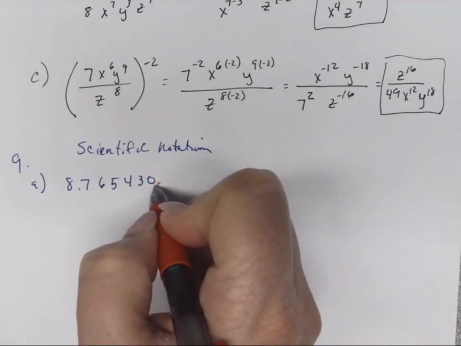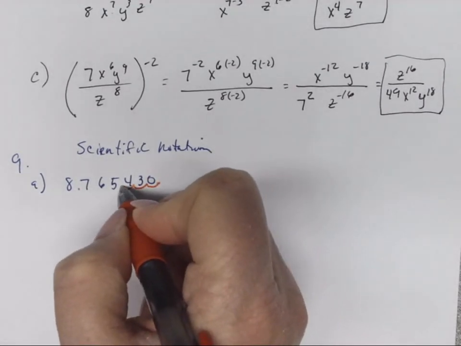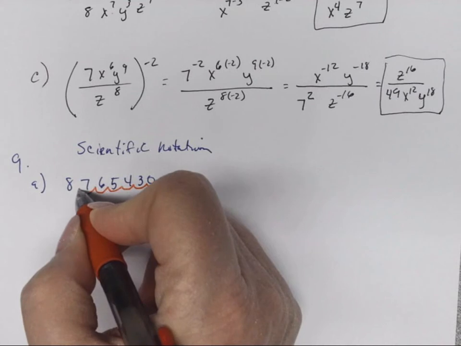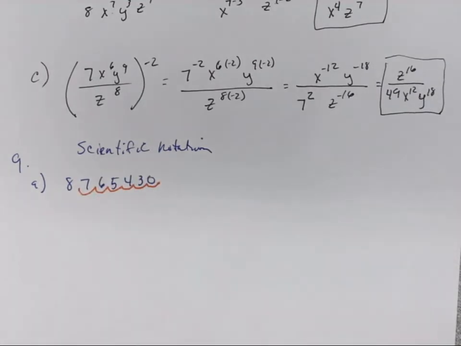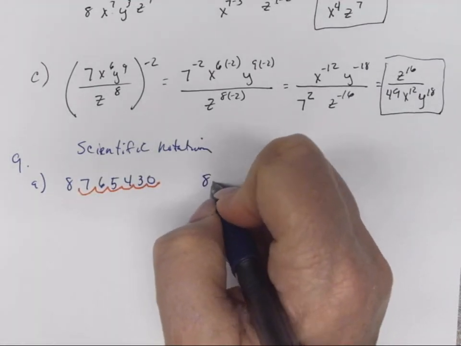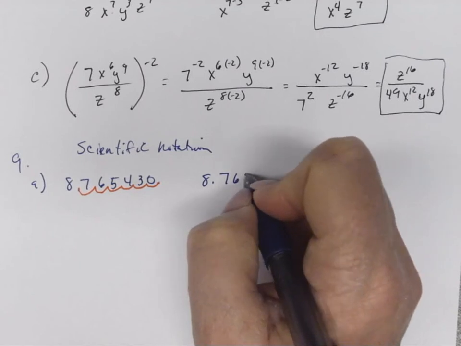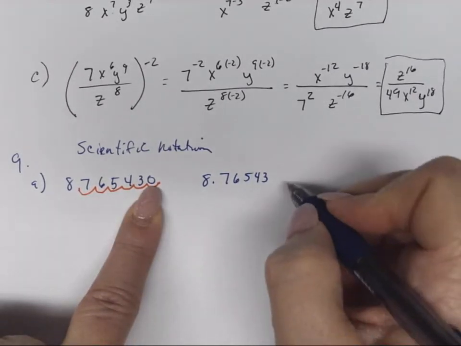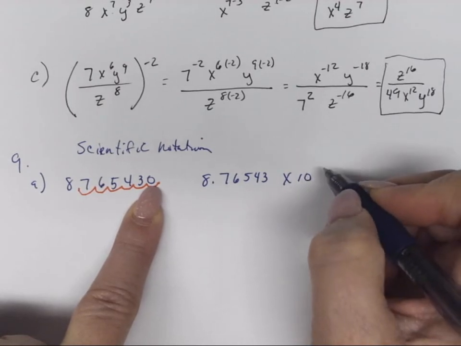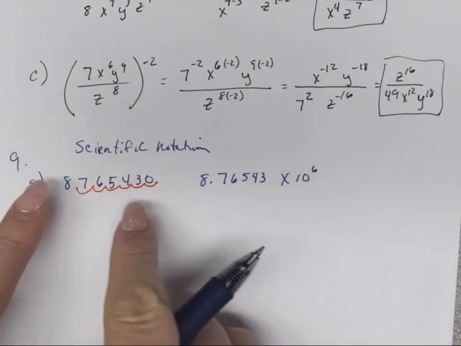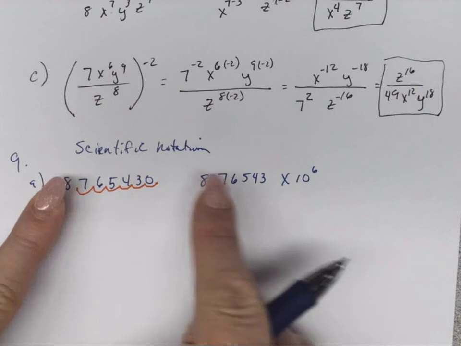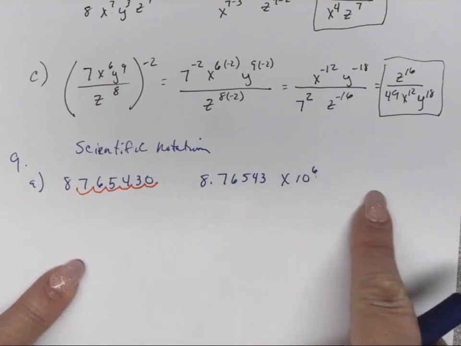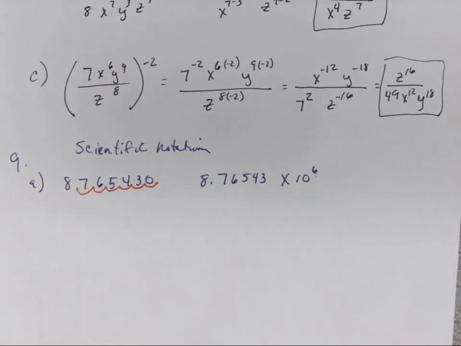So I'm going to move 1, 2, 3, 4, 5, 6 numbers. So this will end up being 8.76543, don't write the 0 if it's at the end, times 10, and it will be to the positive 6 because it was a large number. So that will tell me it's going to get back to a large number if I want to change it back.